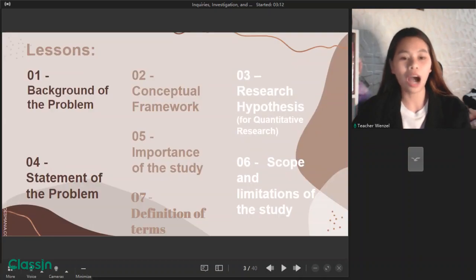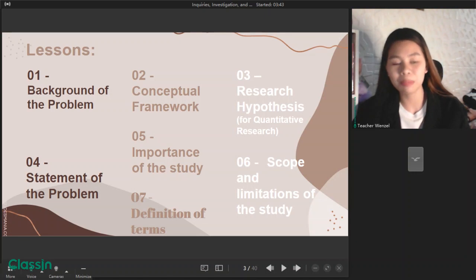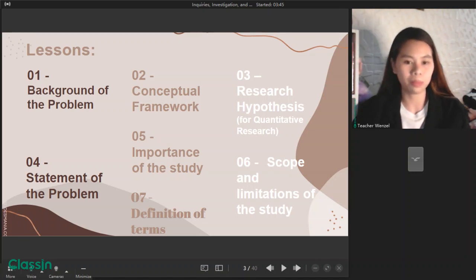All right. So our module for this week deals with identifying the inquiry and stating the problem. So we have 7 lessons. These are, as you can see on your screen, background of the problem, conceptual framework, research hypothesis for quantitative research, statement of the problem, importance of the study, and scope and limitation of the study, and last but not the least, definition of terms. Right. Are you guys familiar with this?